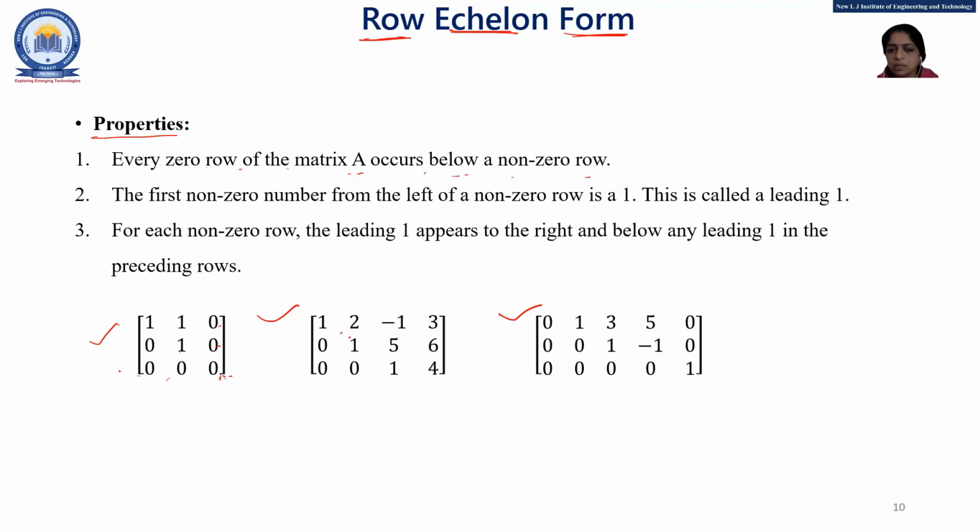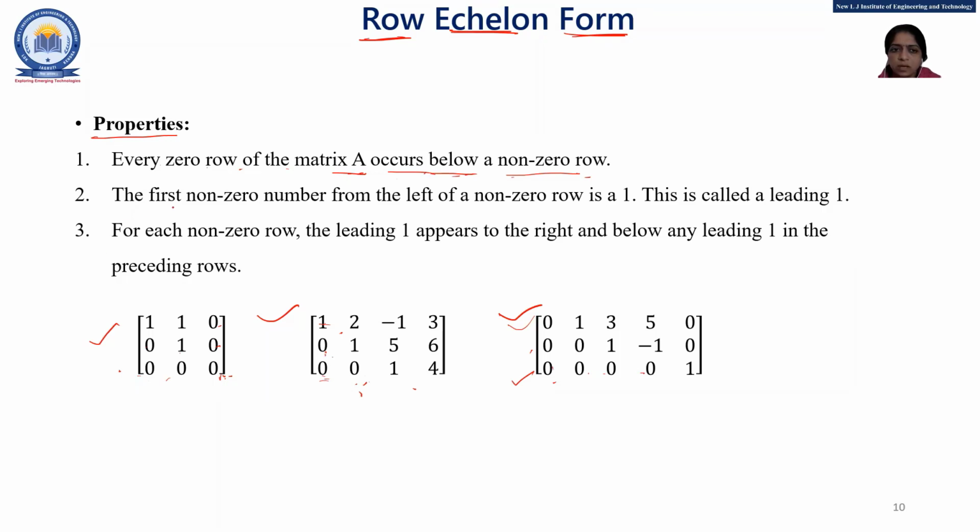For the second example, all of these are non-zero. But there are 0s, one in the last row and one above, and every non-zero element is in the first row. So the first property is that every zero row of matrix A occurs below a non-zero row. That is the first simple thing.